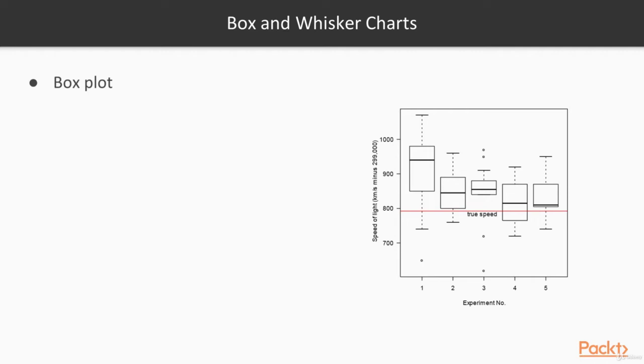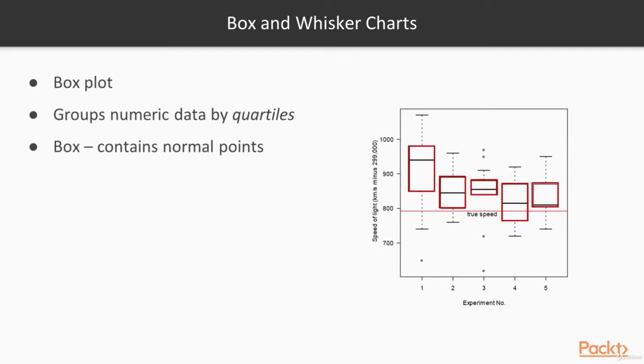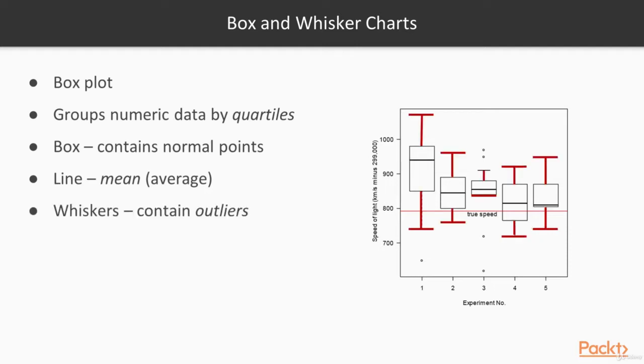Box and Whisker Plots, also known simply as box plots, visualize groups of numeric data using their quartiles, which divide the data up based on its statistical distribution. The box indicates the normal members of the group. The line indicates the mean or average, while the whiskers typically depict the outliers.